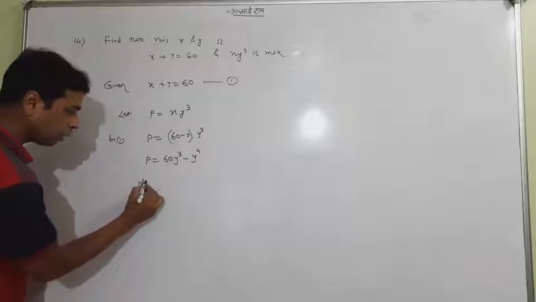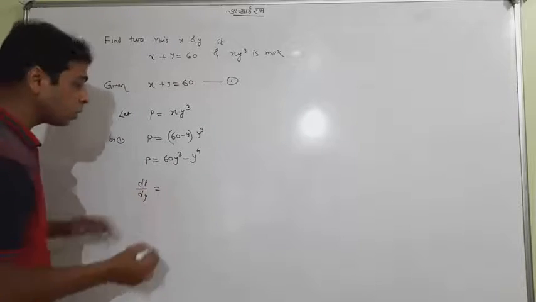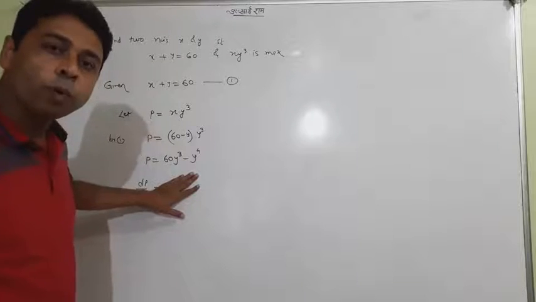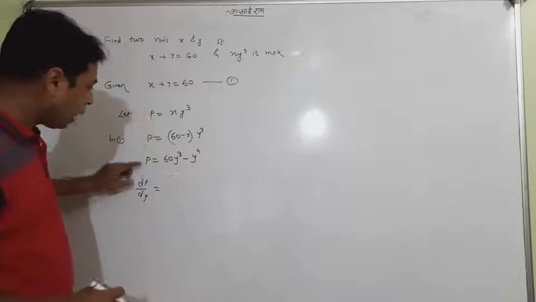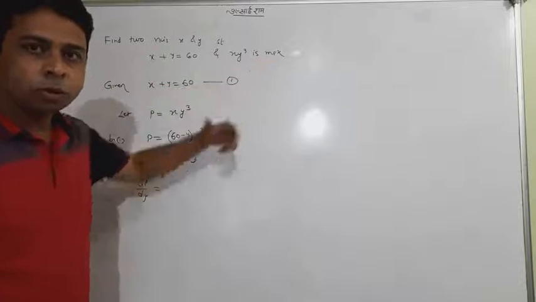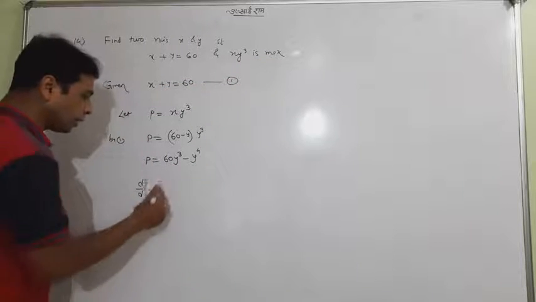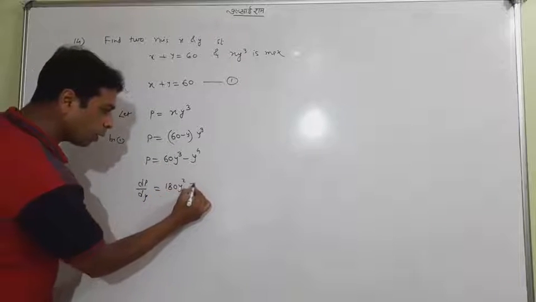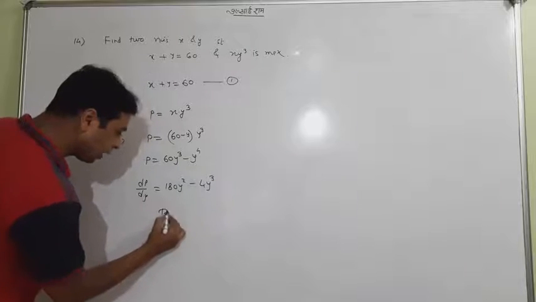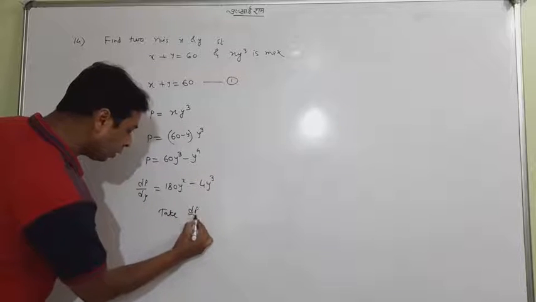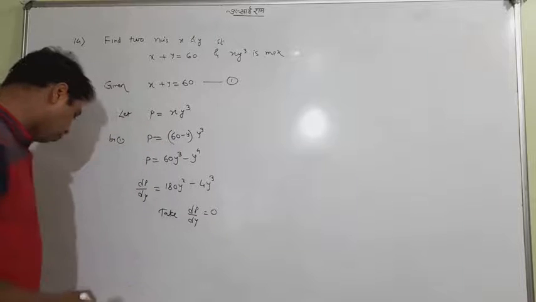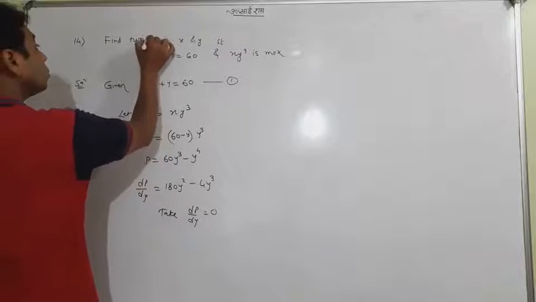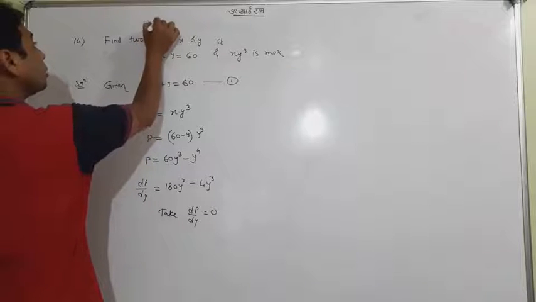And now I'll go with dp by dy. Don't think that it must always be a function of x. It can be a function of y also. One variable must be there. So now we prove p is a maximum. By the so-called method, the critical point will be found. Do the differentiation of this: 180 y square minus 4 y cube. Take dp by dy equal to, as usual, 0. Find two positive numbers. It is written positive numbers.